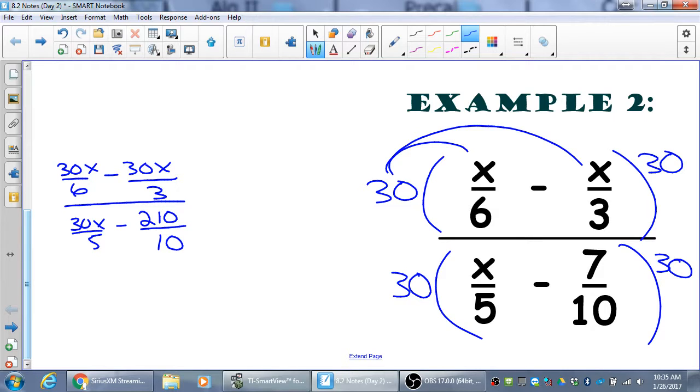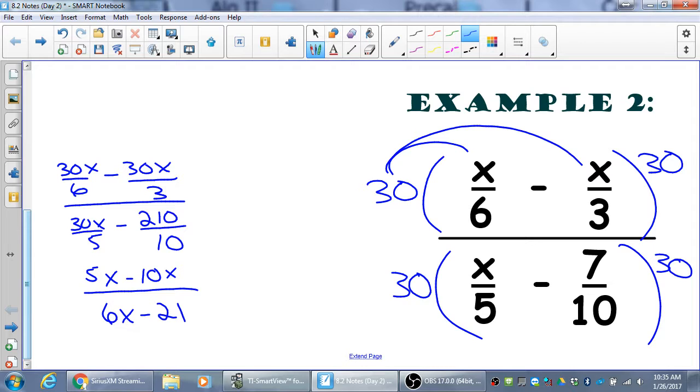We could do it this way. And then 30 divided, when I do this, if I truly have the right common denominator, all the little denominators should go away. 30 divided by 6 is 5. 30 divided by 3 is 10. 30 divided by 5 is 6. 210 divided by 10 is actually 21. See, all the little denominators are gone.